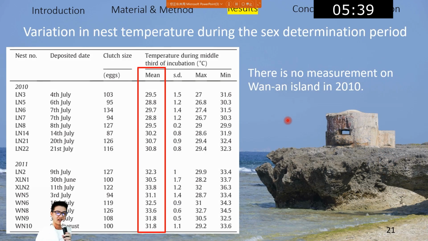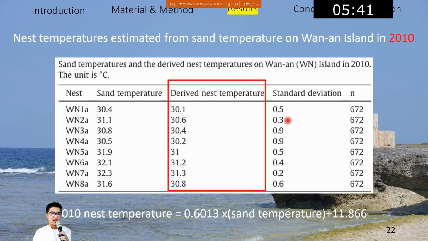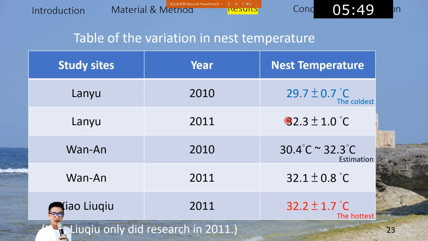And this is the sand temperature. We didn't do that in 2010 in Wang-an, so we just estimated the sand temperature with a special equation. It ends up like this. Lanyu has the lowest temperature inside the nest, and Xiaoliuqiu has the hottest temperature.